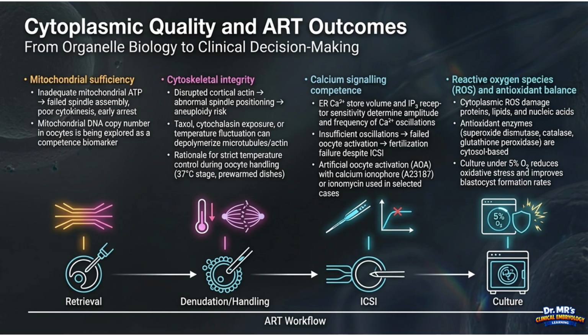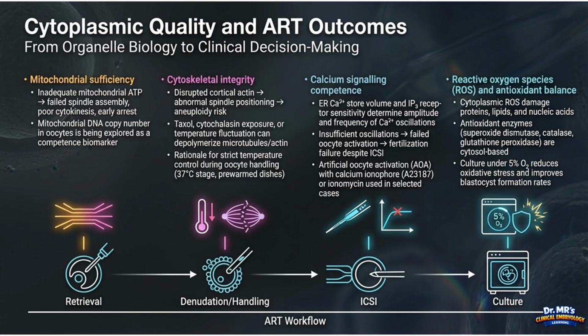Finally, the balance between reactive oxygen species and antioxidant defenses in the cytoplasm is a critical determinant of long-term cytoplasmic integrity. Reactive oxygen species damage proteins, lipids, and nucleic acids. The antioxidant enzymes that neutralize them, superoxide dismutase, catalase, and glutathione peroxidase, are cytosol-based.